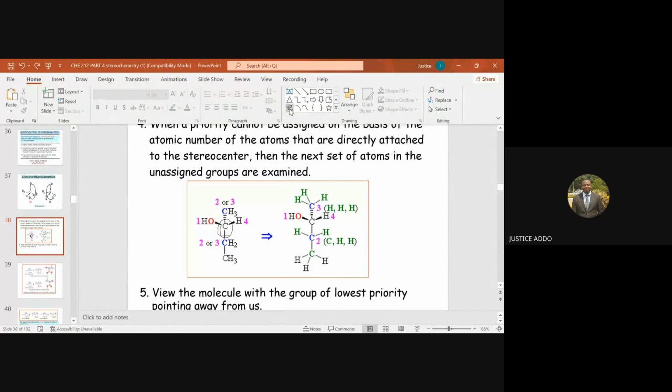You see that this is the chiral carbon here. Now you have oxygen, carbon, carbon, and hydrogen, which are directly attached. So we know oxygen is 16, carbon is 12, hydrogen is 1. In this instance, if you assign 1 to the oxygen, then the 2 carbons here, because they have the same atomic mass, it will be difficult for you to assign which one takes 2 and which one takes 3. Please, a minute.